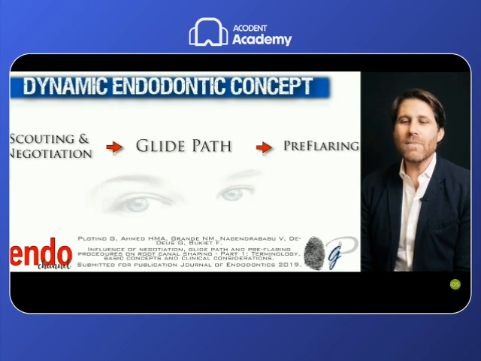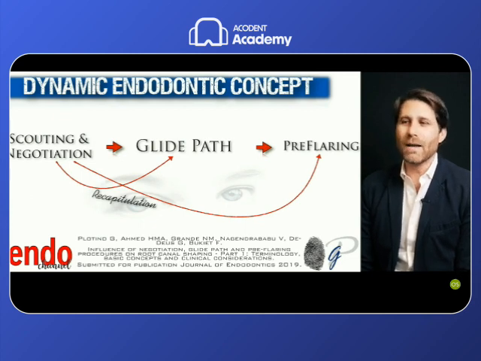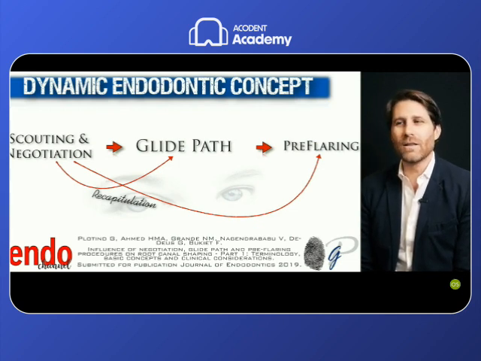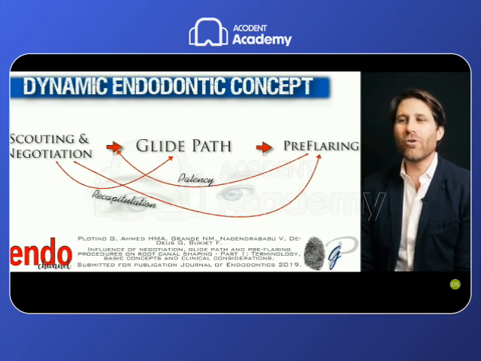And in the dynamic endodontic concept, we have to say that the scouting and negotiation phase can be done at the beginning, but also repeated during the glide path preparation or during the preflaring preparation or during the instrumentation as a recapitulation phase. And also the preflaring can be performed, for example, before obtaining the glide path as a coronal preflaring when we have difficulties to advance, and so we can create the conditions to obtain an apical patency that is more difficult.